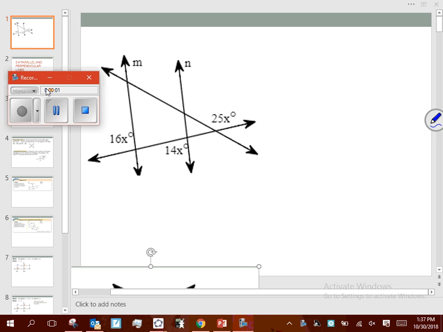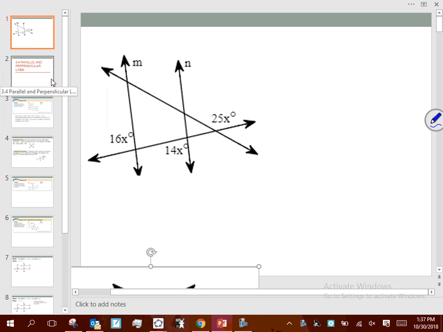Beneficial for us to talk about these questions. Let me unfreeze the screen. Here we go. So these are questions 24 and 25 from last night's homework.